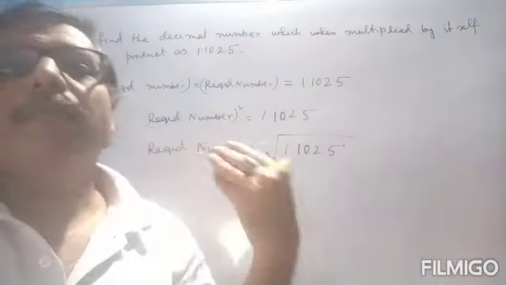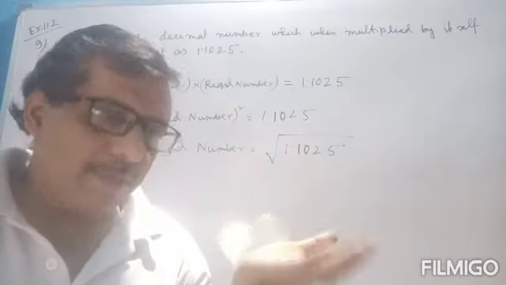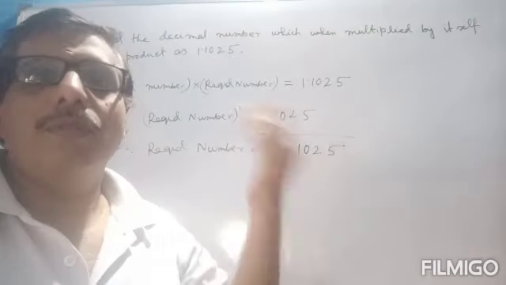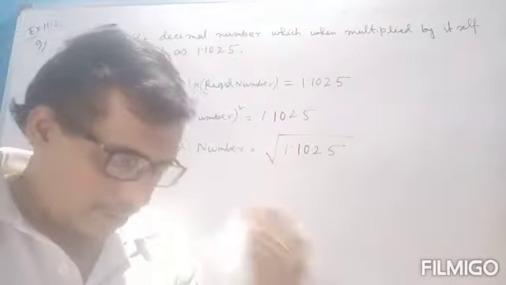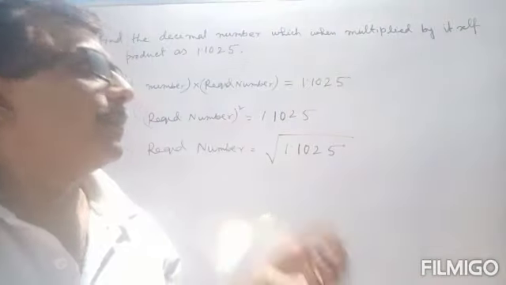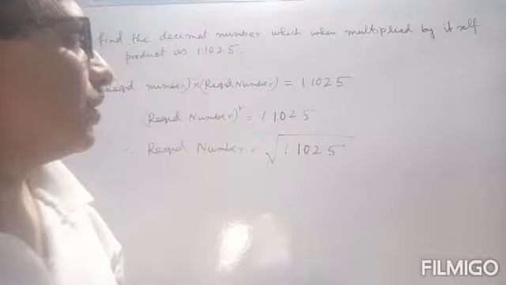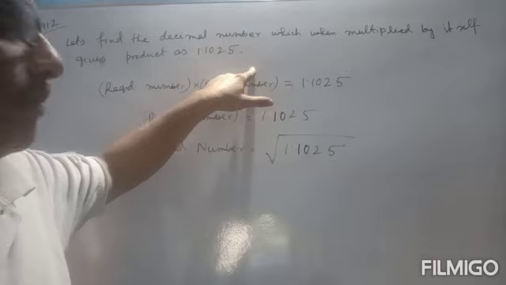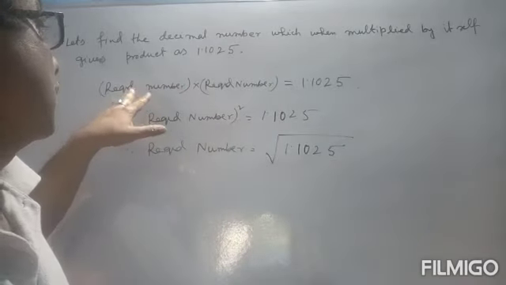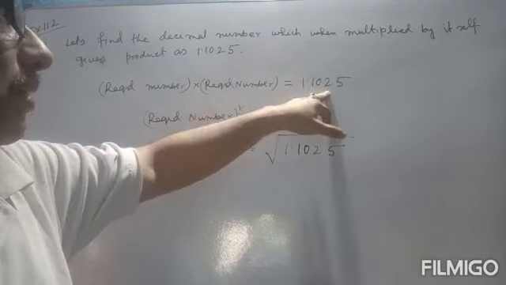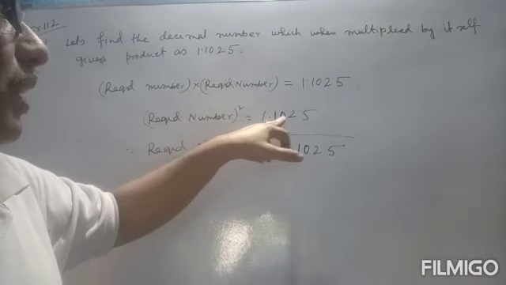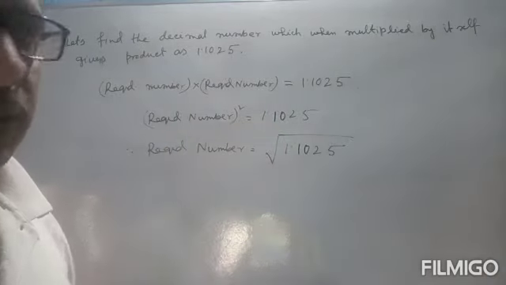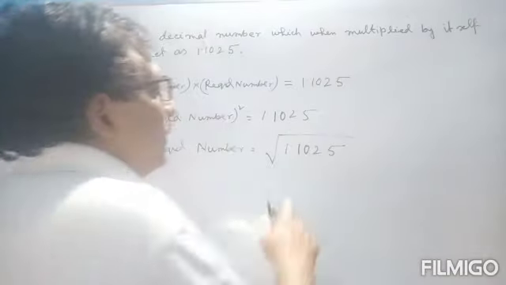Here also, if the number is 4, it is multiplied by itself, then we get how much? 4 4s are 16. If 16 is given, we have to find out the number. Just take the square root of 16, square root of 9, etc. So here it is the same thing. It is given that the product is 1.1025. We have to find out the number. That means required number into required number is equal to this. That means required number square is equal to 1.1025. So required number is the positive square root of this. We take positive here.